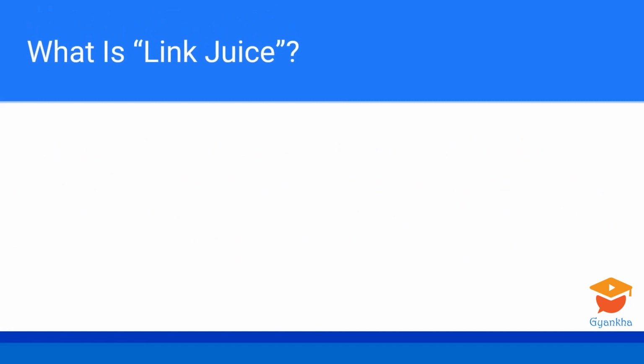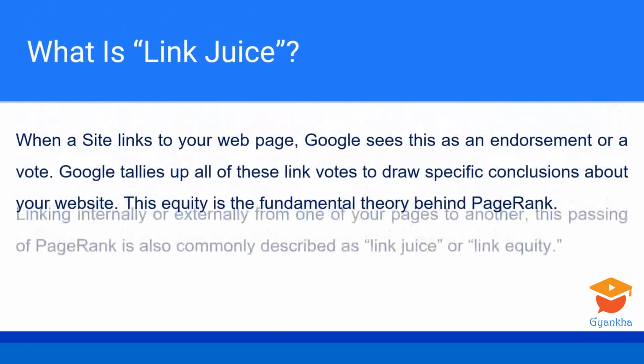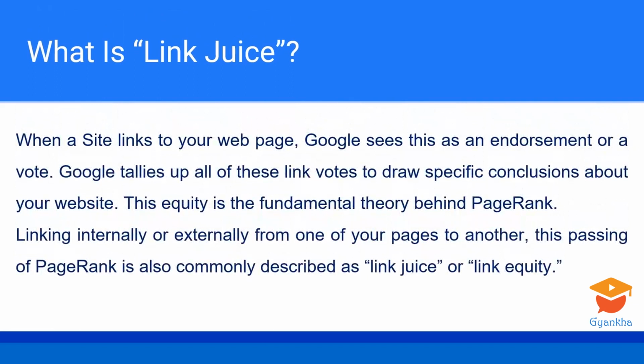What is link juice? When a site links to your web page, Google sees this as an endorsement or a vote. Google tallies up all of these link votes to draw specific conclusions about your website. This equity is the fundamental theory behind PageRank, linking internally or externally from one of your pages to another. This passing of PageRank is also commonly described as link juice or link equity.